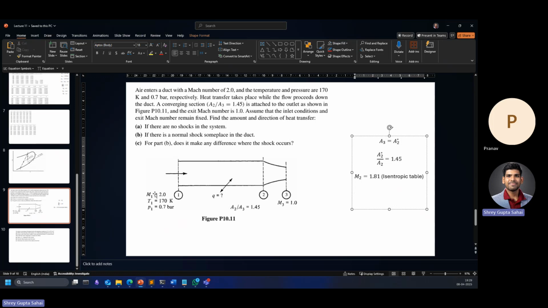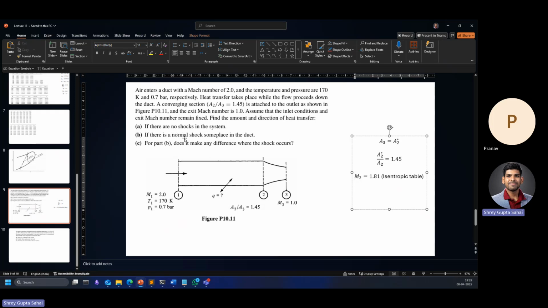First we have to find the total temperature corresponding to T1, then the sonic temperature corresponding to the Rayleigh flow. We'll use that with this Mach number value to find the total temperature at 2. Subtract the two, multiply by Cp, and we'll get the amount of heat transfer. That is when there are no shocks.